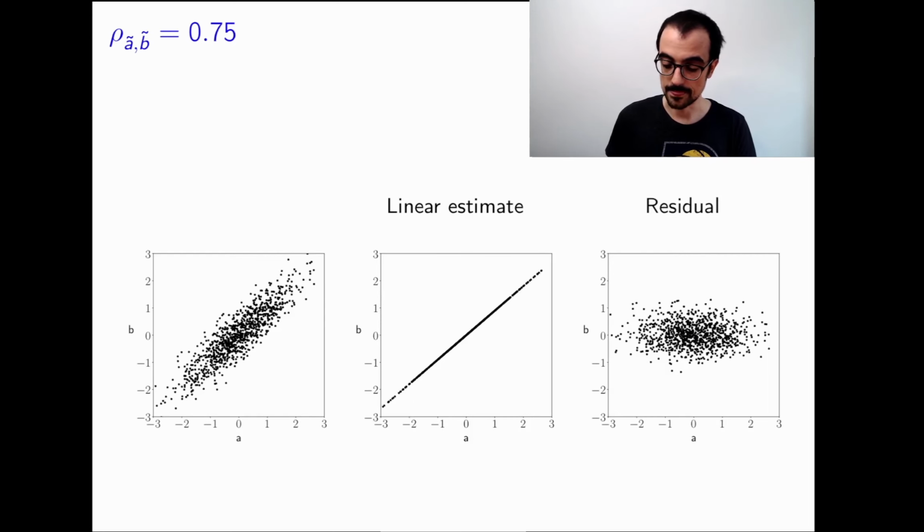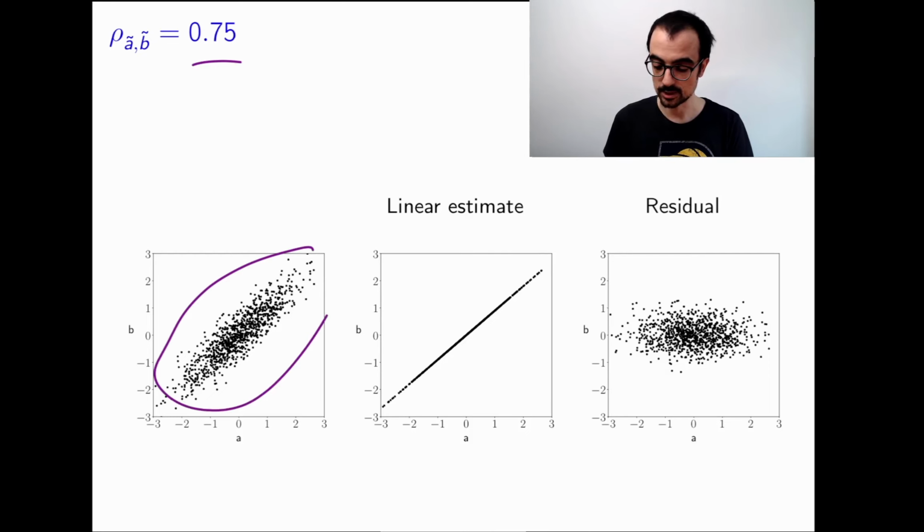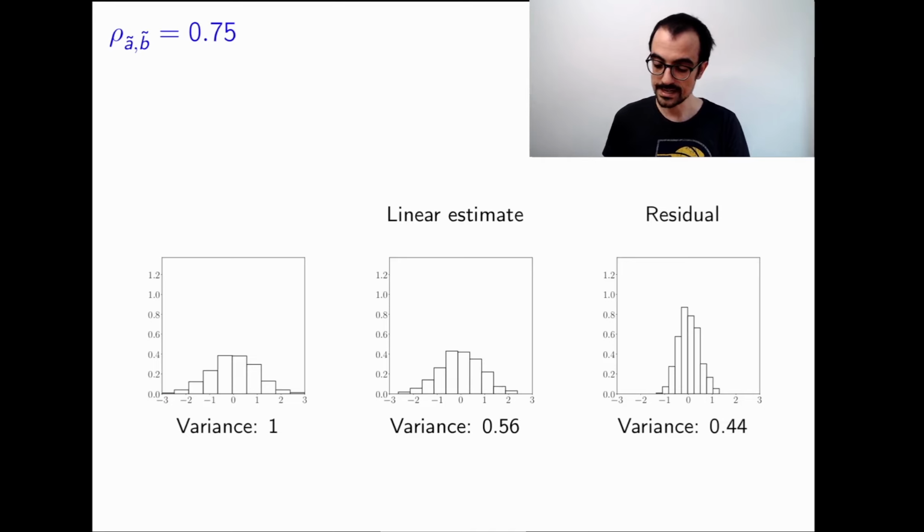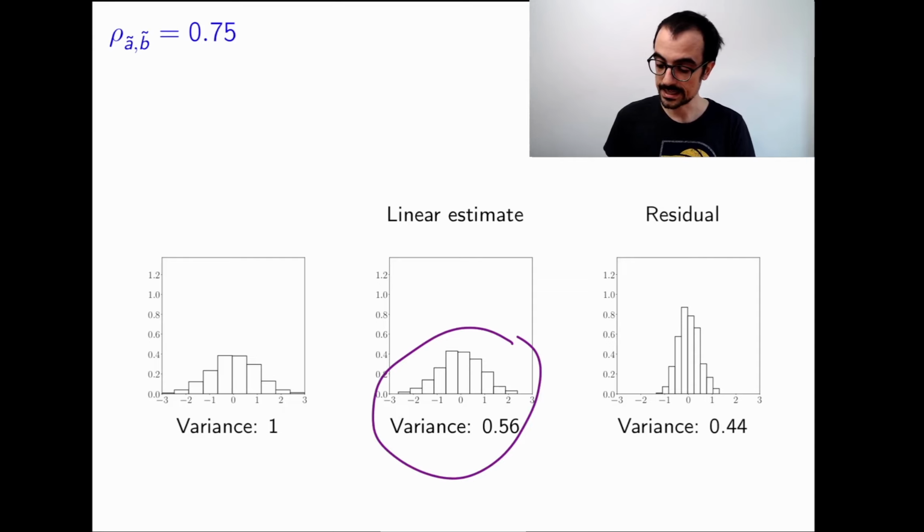When the correlation coefficient is smaller, this is exactly the same. So again, we want to estimate B from A. This is a scatter plot between B and A, the linear estimate as a function of A, the residual as a function of A. And now less variance is explained. This is the square of 0.25, and the residual has more variance.